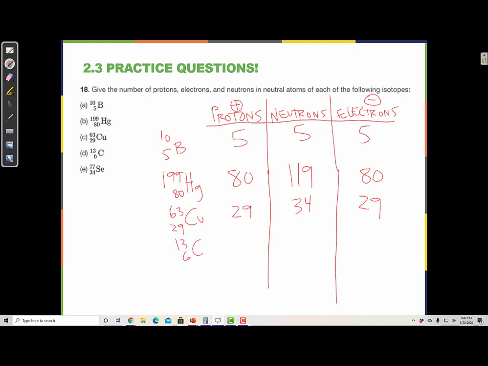This atom of carbon has atomic number 6, 13 minus 6 neutrons, and if it's neutral, electrons and protons are equal. Selenium has 34 protons, 77 minus 34 neutrons. And again, neutral atoms have the same number of protons and electrons.